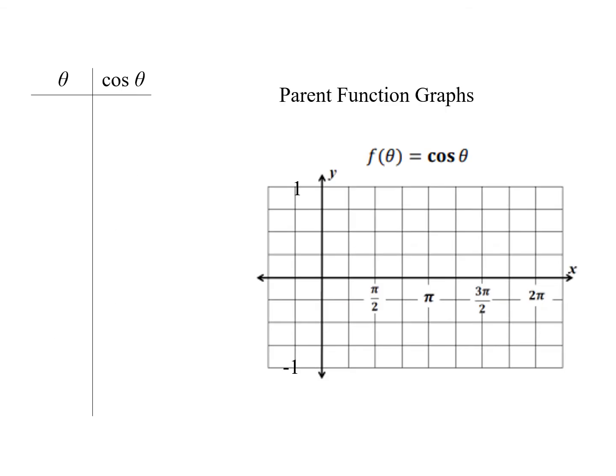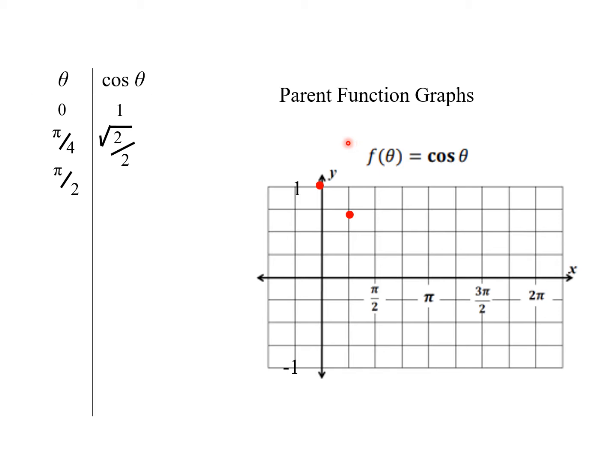All right, let's plot the cosine function now. If theta is 0, the cosine of 0 is 1, so we can plot that right there. If theta is pi over 4, the cosine of pi over 4 is root 2 over 2, which is 0.707, which is right around there.